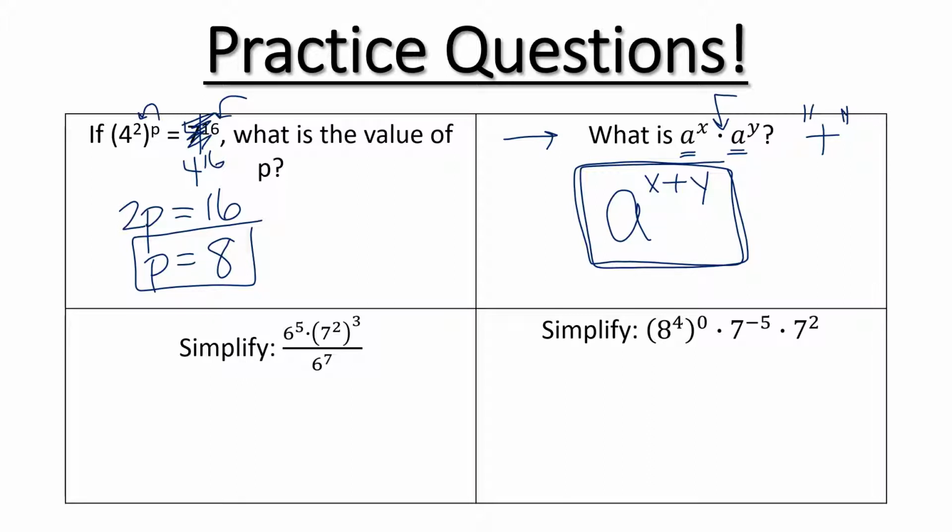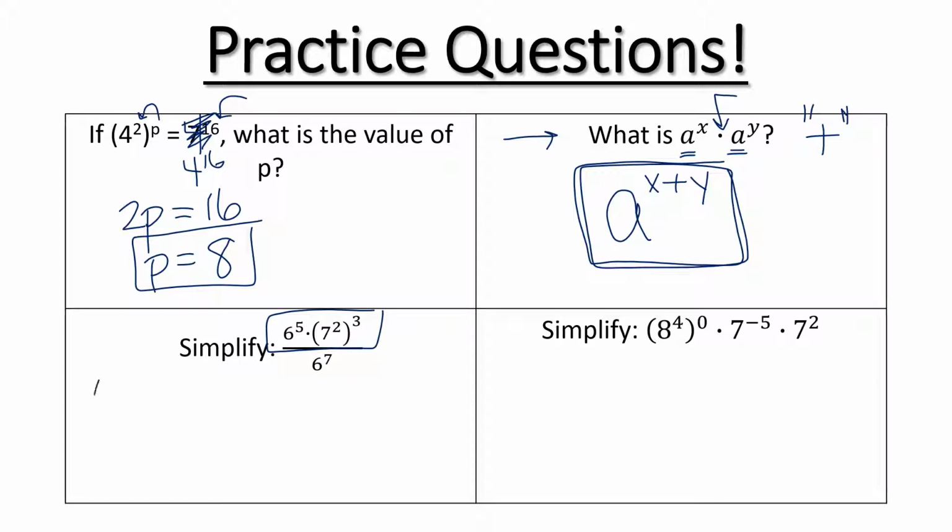The third question says simplify 6 to the 5th times, and then in parentheses, 7 squared raised to the 3rd, all over 6 to the 7th. So this one's tricky. We're actually going to do a couple of things there to solve it, because we have a couple of rules that we're using. The first thing I would do is pretend like the bottom fraction's really not there yet, and I would just look at the top.